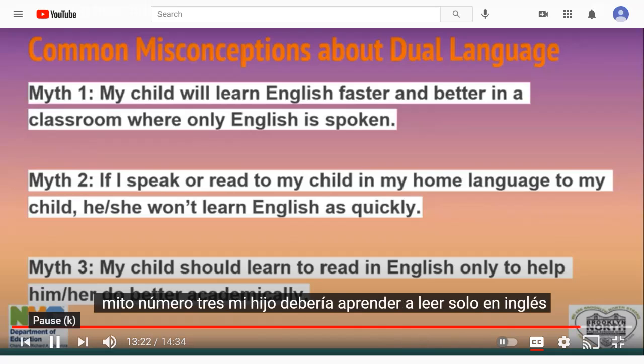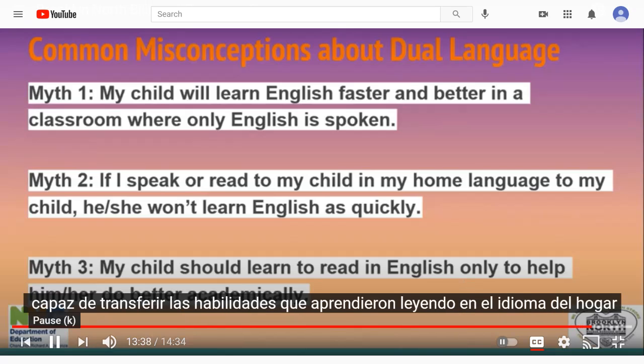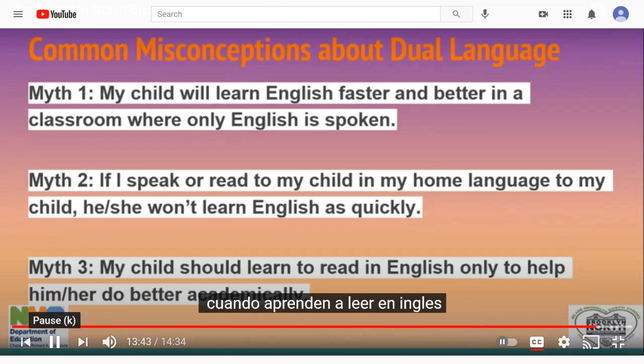Myth number 3, my child should learn to read in English only to help him or her do better academically. Children who learn to read in their home language first tend to do better academically because they are able to transfer the skills they learned reading in the home language when they learn to read in English. It is challenging to read in a language you don't know, but if your child learns to read in his or her home language, it makes learning to read in English easier.